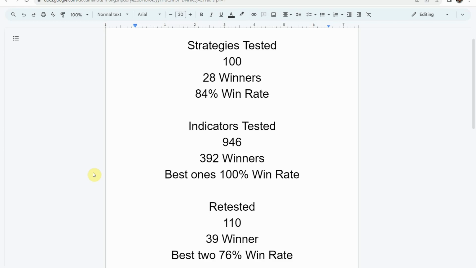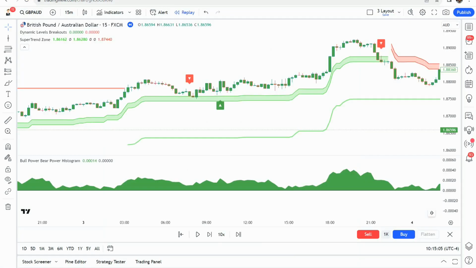We've also tested a total of 946 indicators, with 392 of them being winners. The best one so far was able to achieve a 100% win rate. Now you need to go back and watch those videos to understand the context of how they were able to achieve that. So go back and watch those videos and see what you can get out of those winning indicators. We've also retested in the advanced testing 110 of the winning indicators. 39 of them have been able to maintain the winning status, the best two, a 76% win rate. And keep in mind that we test most of these indicators and strategies on the Forex and crypto market, but they can be applied to just about any market and time frame universally.